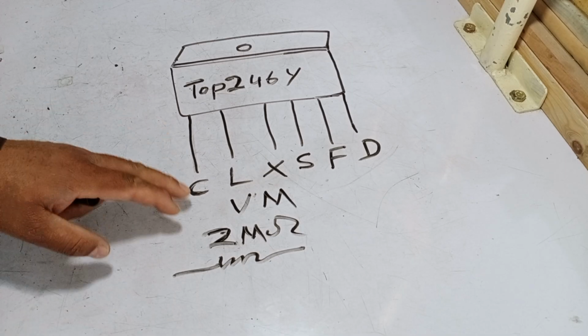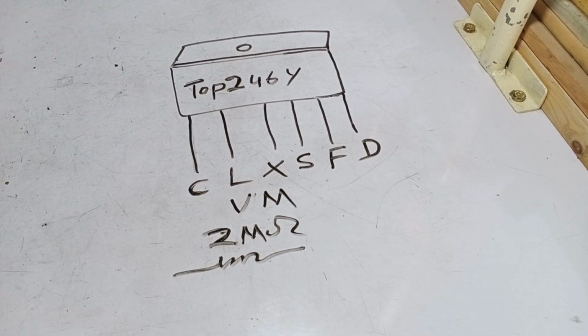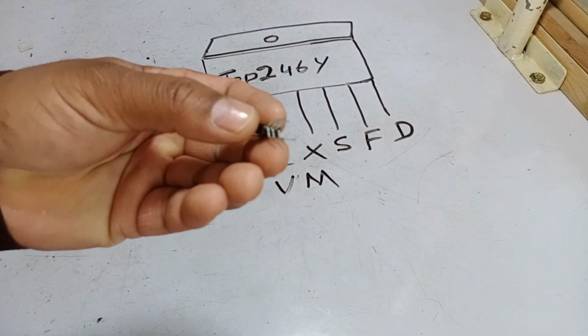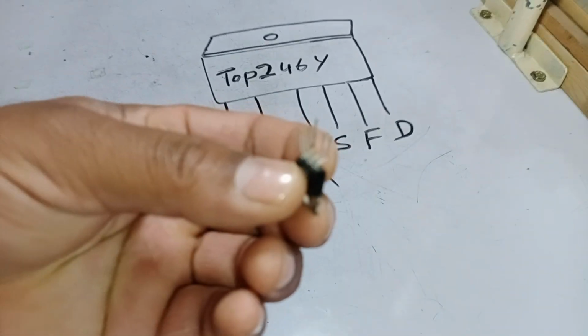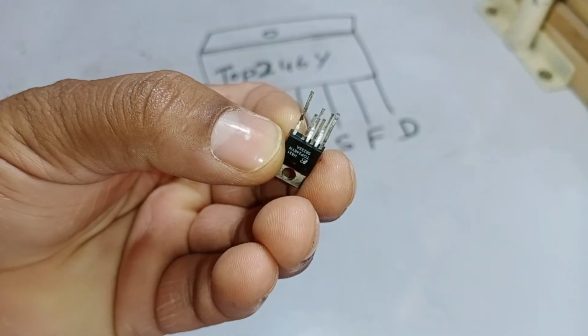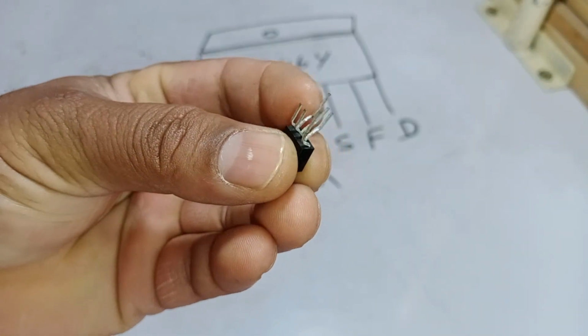By using a 2 megaohm resistor, the entire system will function properly, and the system will turn on without any issues. This minor adjustment ensures the IC operates as intended. Now that I have selected this IC, I have arranged its pins according to my requirements. Some pins have been bent forward and others backward for proper alignment.